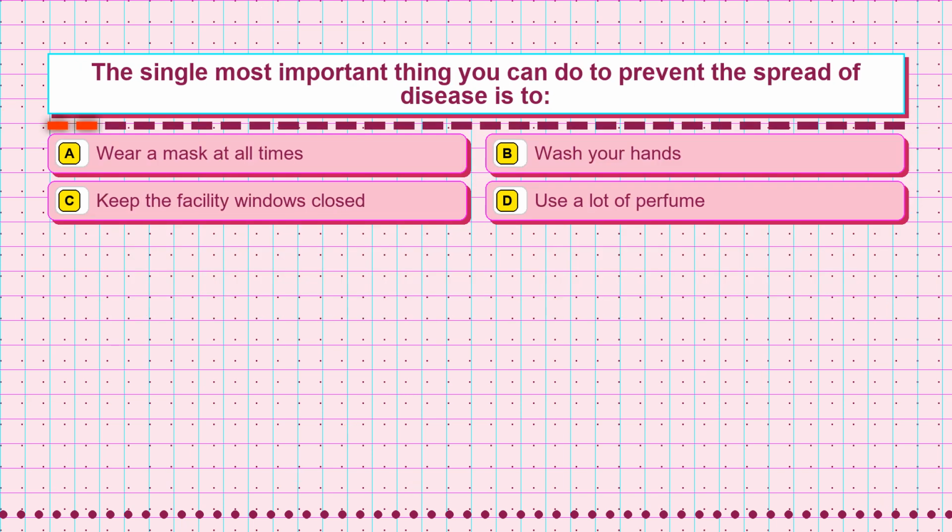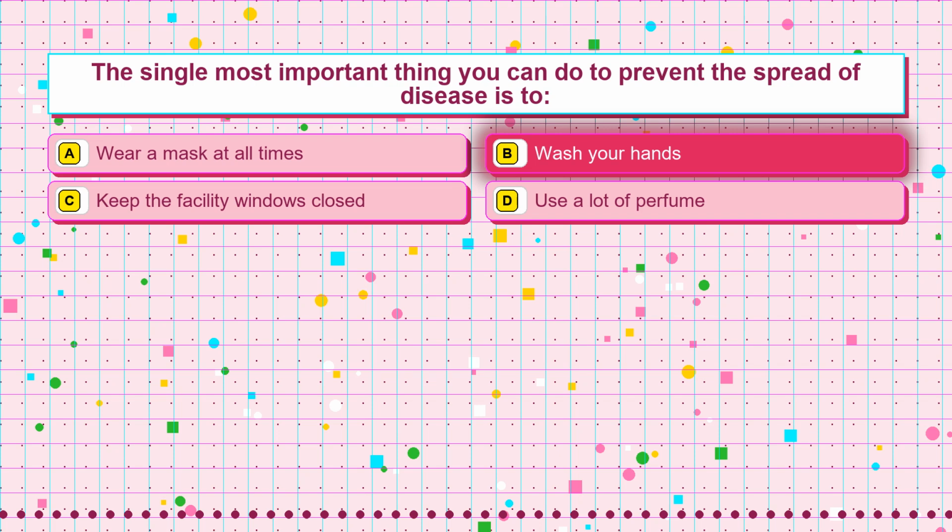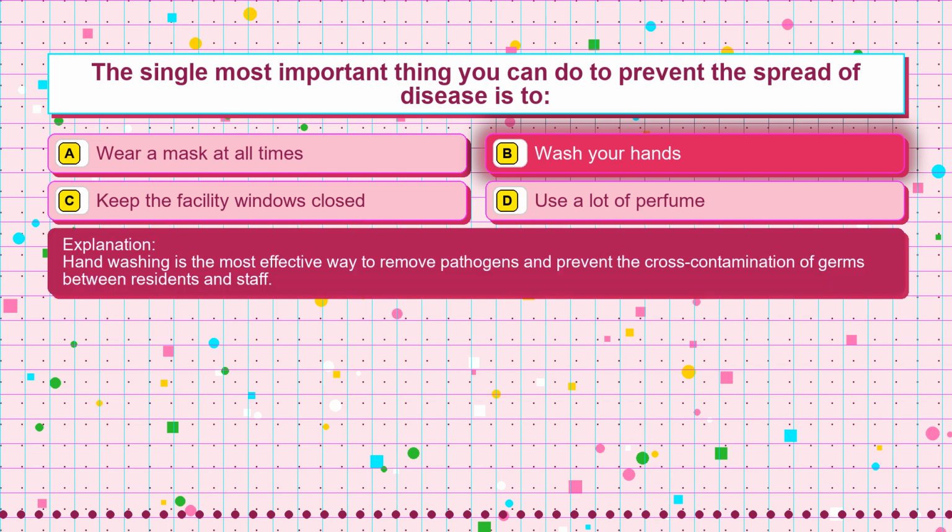Question 22. The single most important thing you can do to prevent the spread of disease is to: Option A, wear a mask at all times. Option B, wash your hands. Option C, keep the facility windows closed. Option D, use a lot of perfume. The correct answer is option B, wash your hands. Hand washing is the most effective way to remove pathogens and prevent the cross-contamination of germs between residents and staff.